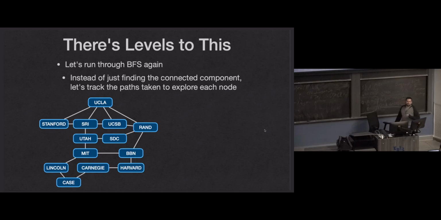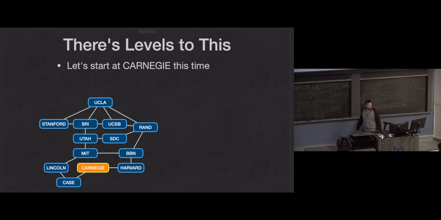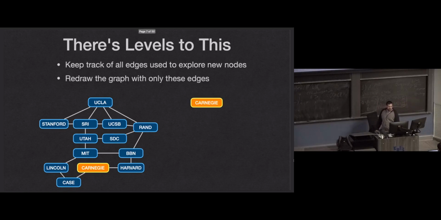And instead of just keeping track of the nodes that have been explored and then exploring neighbors of neighbors, I'm going to keep track of a little bit extra information here. I'm going to keep track of the edges that we used to discover new nodes. And we're going to start at Carnegie this time. Last time I started at UCLA for all the examples. Today we're going to start at Carnegie for all the examples, just to switch things up a little bit. So I'm going to keep track of how we found each node.